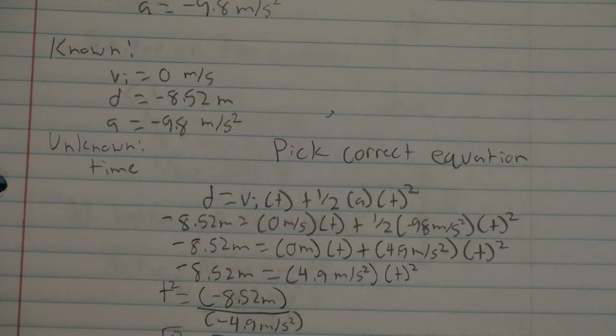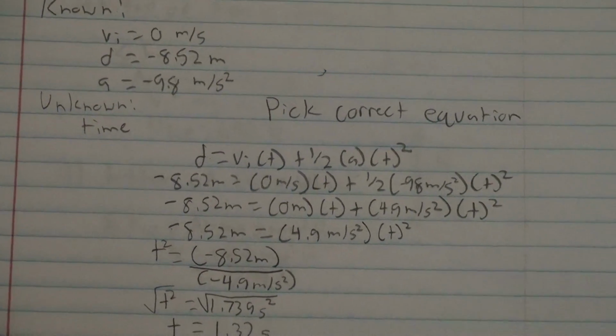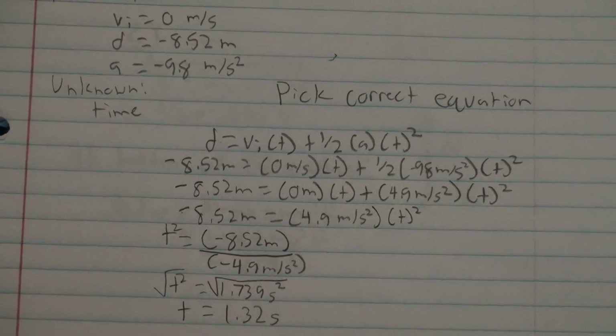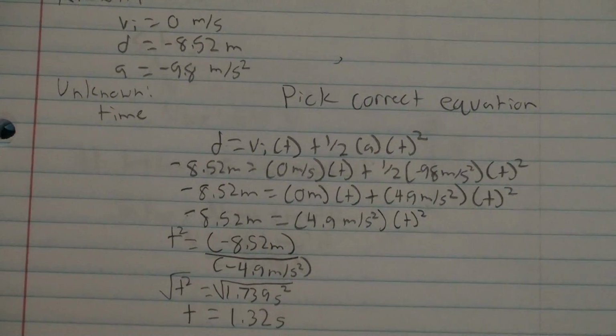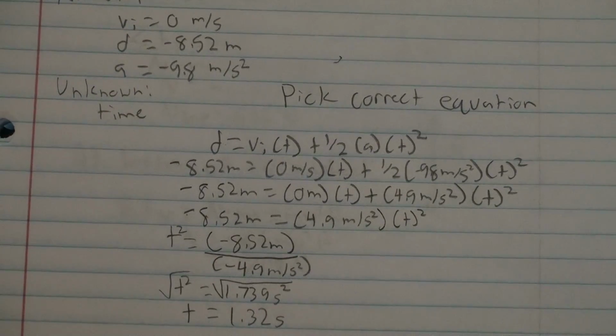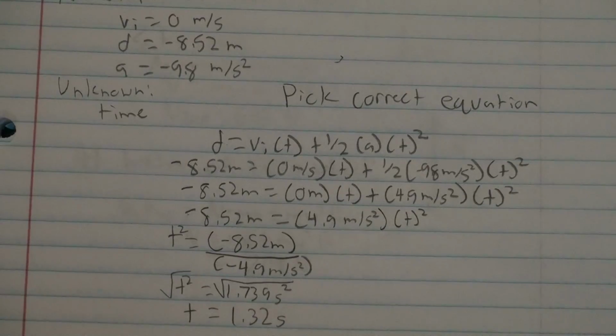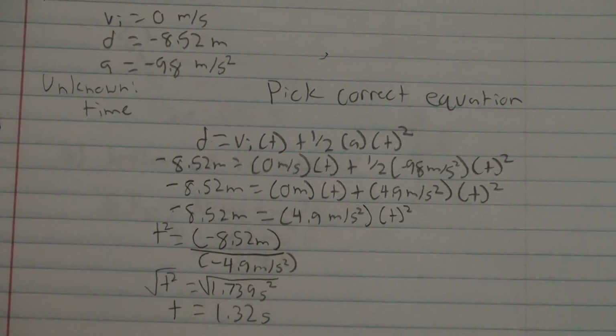that I know into the equation and use the proper algebraic steps to solve for the answer. So I get that negative 8.52 meters is equal to 0 meters per second times the time plus 1/2 times negative 9.8 meters per second squared times the time squared. And after plugging all my values in for that, I get the time out to be 1.32 seconds.